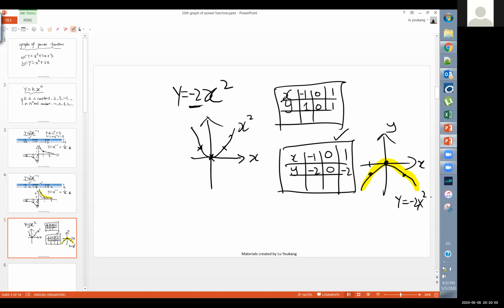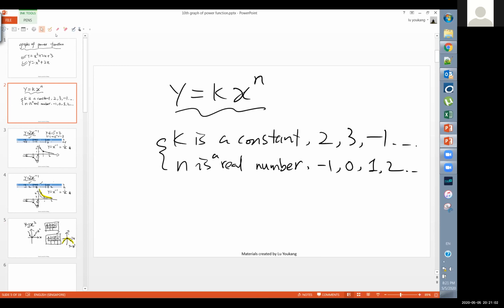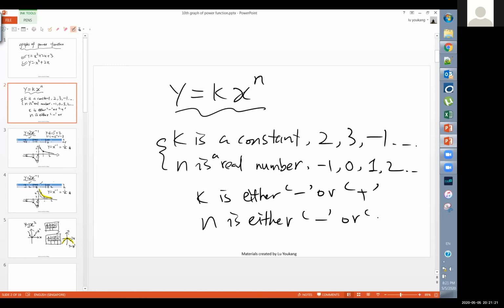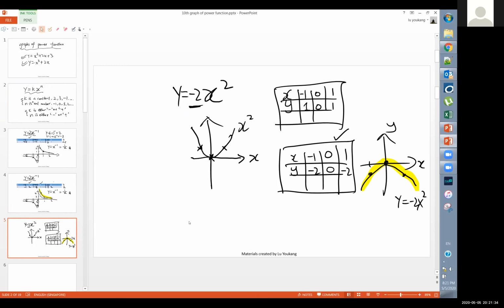Okay, so that means I think I have covered, with these two examples, I have covered K is either negative or positive. And then I have also covered N is either positive or negative. Am I right? Yeah. Okay. So, how to graph this power function? Establish a table.